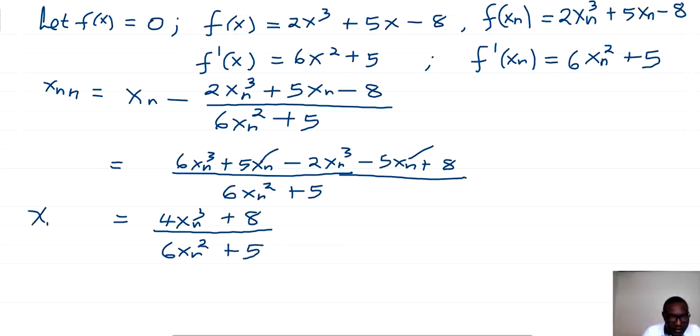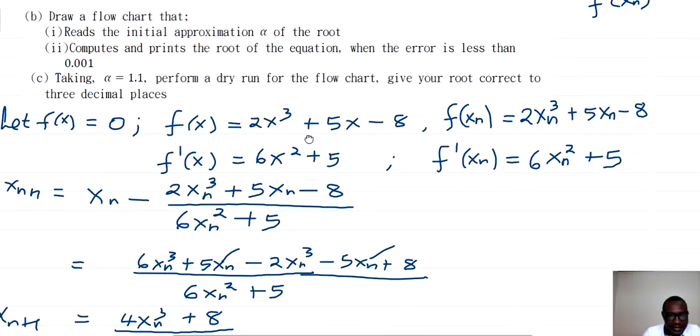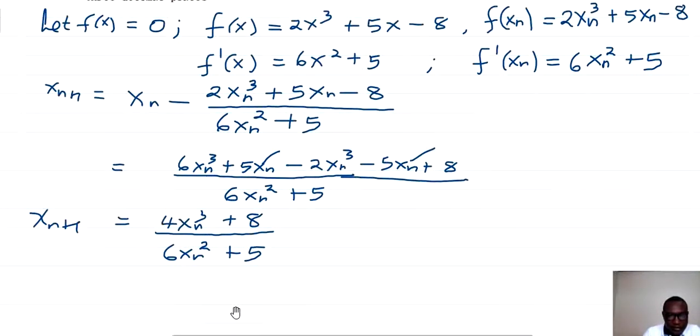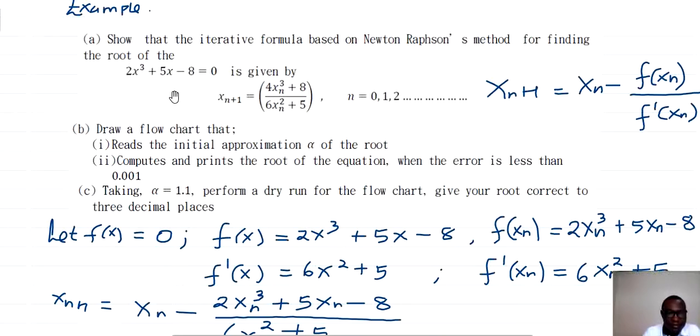So this here is x_{n+1}. Let's check on what was required of us. Yes, it is exactly that here, where small n is equal to 0, 1, 2, 3, and they continue. So we are done showing that based on Newton-Raphson's method, this equation can be solved by this formula.